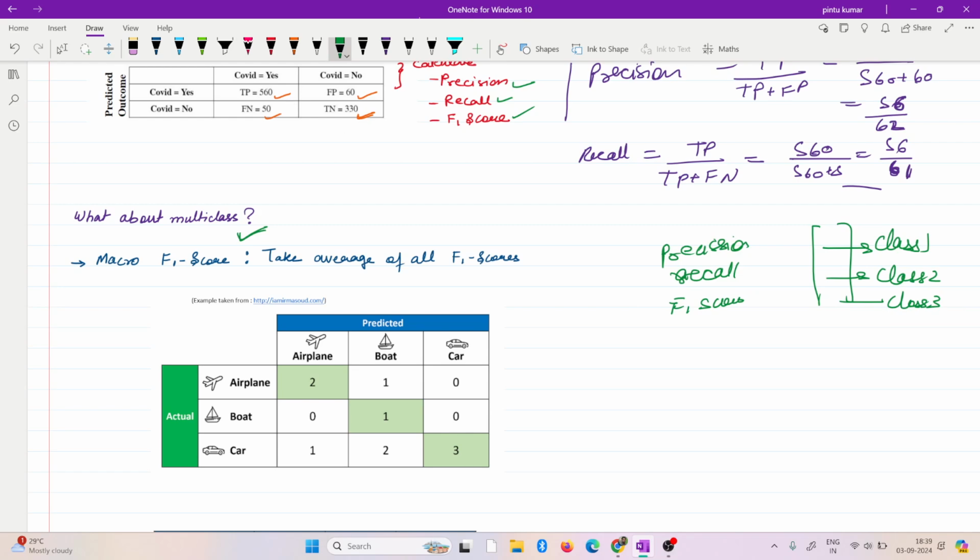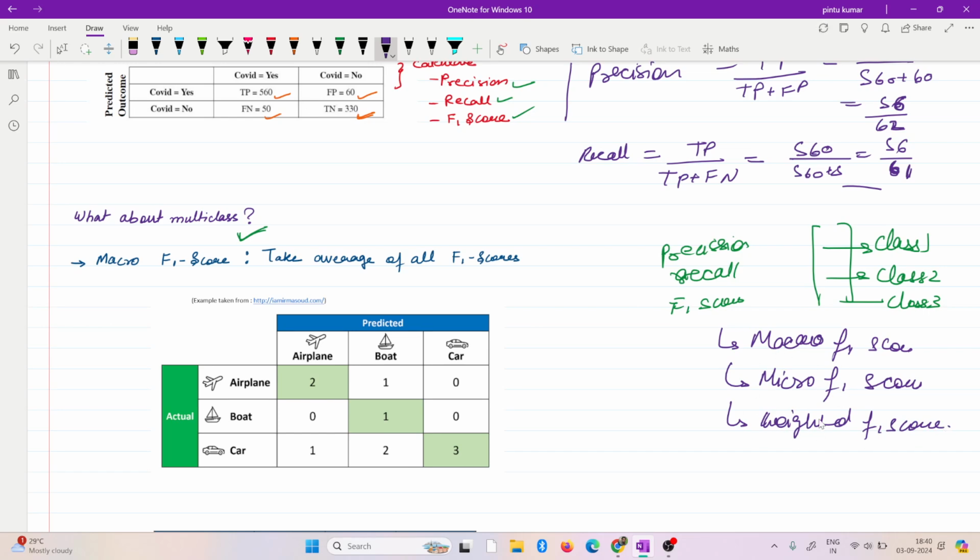There are three ways to do that. First, the most common one is macro F1 score. Second is called micro F1 score. And the last one is called weighted F1 score. We'll talk about all three of them. First, let's talk about macro F1 score. In macro F1 score, you calculate the F1 score of all the classes, and then you just take the average of the F1 scores.